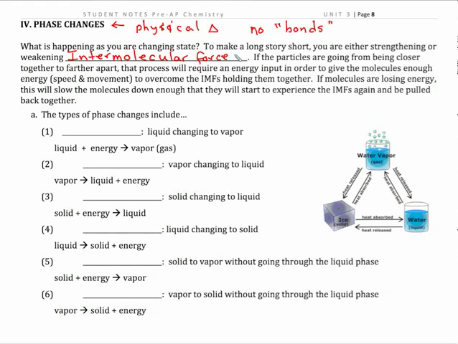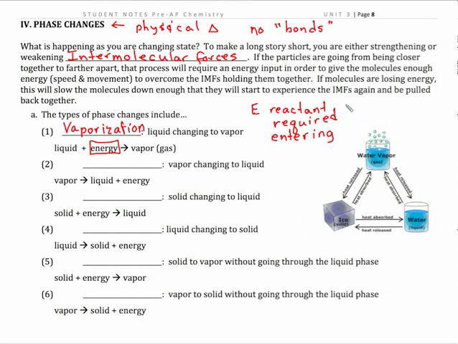So let's refresh our memory on the names of these phases. If you're going from a liquid to a vapor, it's called vaporization. Now, what I want you to note when we do this, note that energy is a reactant. So energy is a reactant. It's required for the process to occur, and it's entering the system.